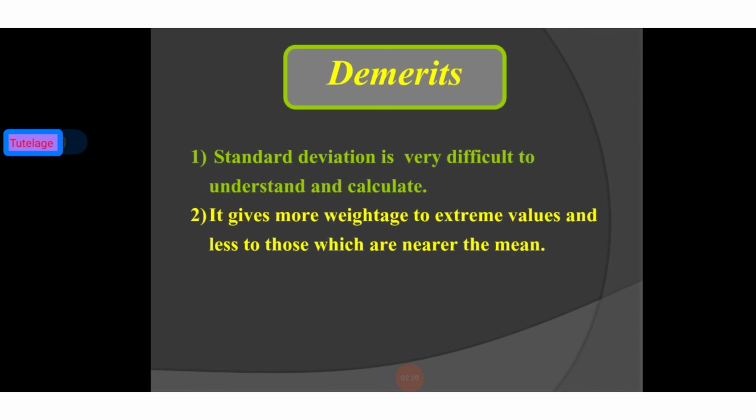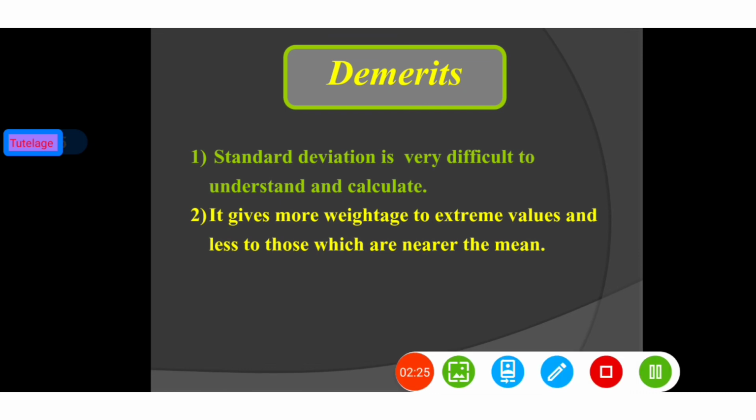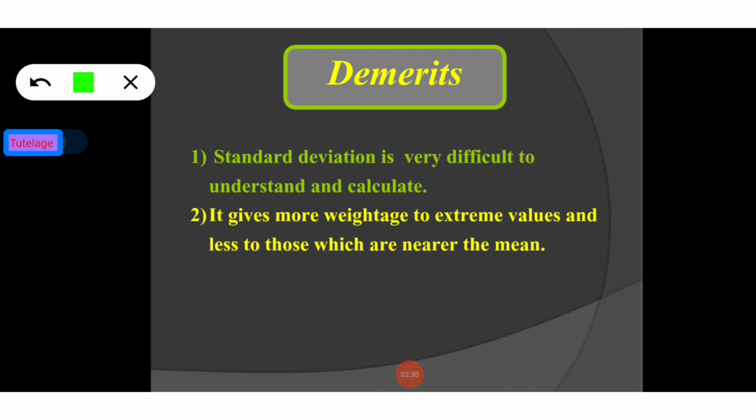Basically, standard deviation is very difficult to understand and calculate because we are taking the squares of the deviations. So that's why it is a little bit difficult to understand and for the calculation process. Okay, and now move on to the next one. It gives more weightage to extreme values and less to those which are nearer the mean. So it gives more weightage to the extreme values. Okay, so there is a difference in giving weightage.